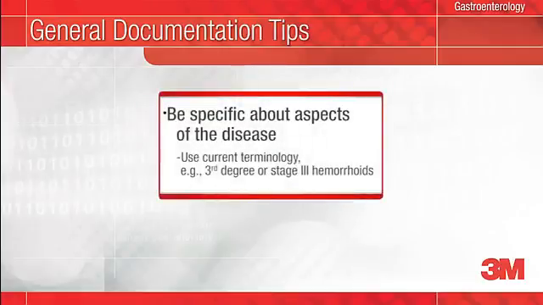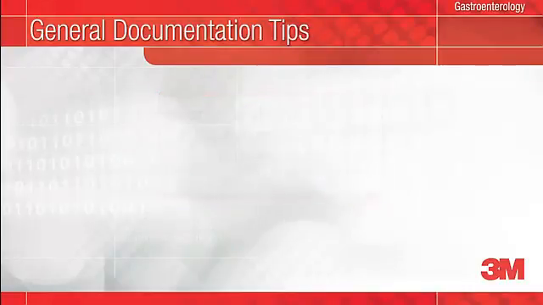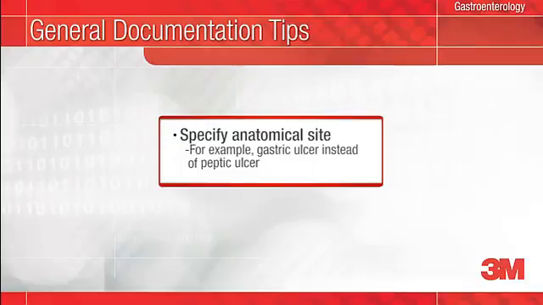Think about the most current terminology to describe a condition or different aspects of the disease. For example, third degree or stage 3 hemorrhoids. Precisely designate anatomical sites. For example, document the anatomical site of an ulcer rather than just peptic ulcer.